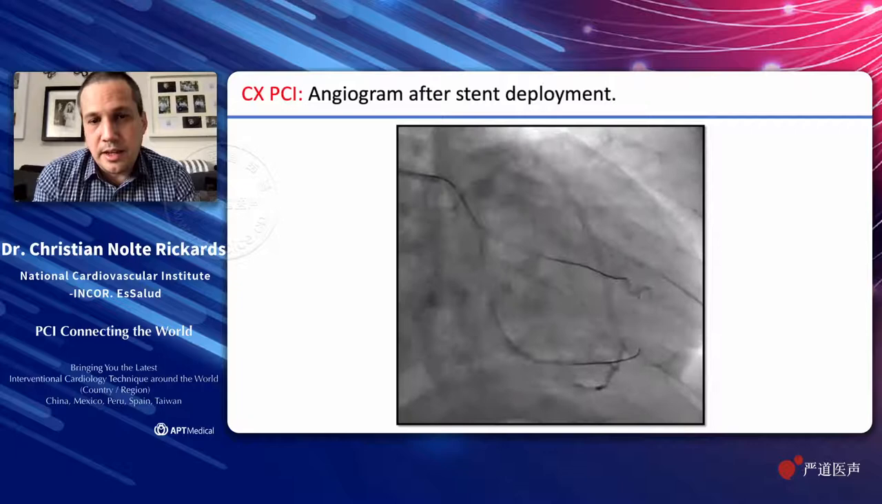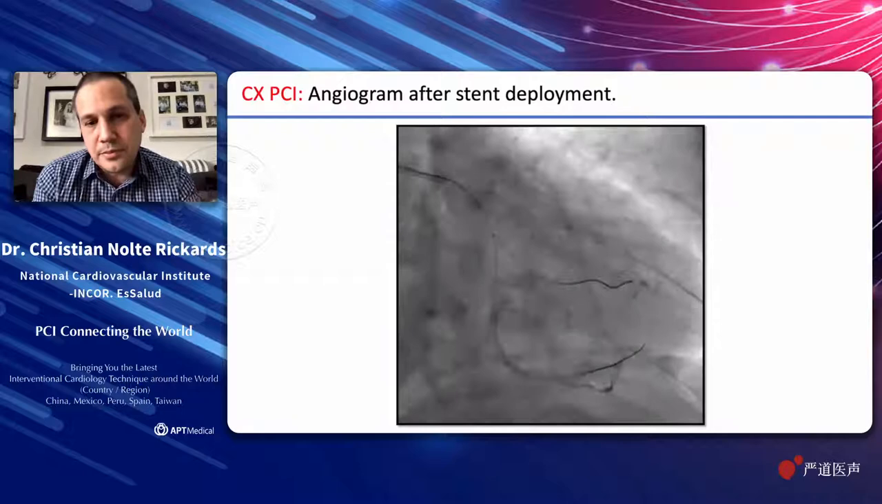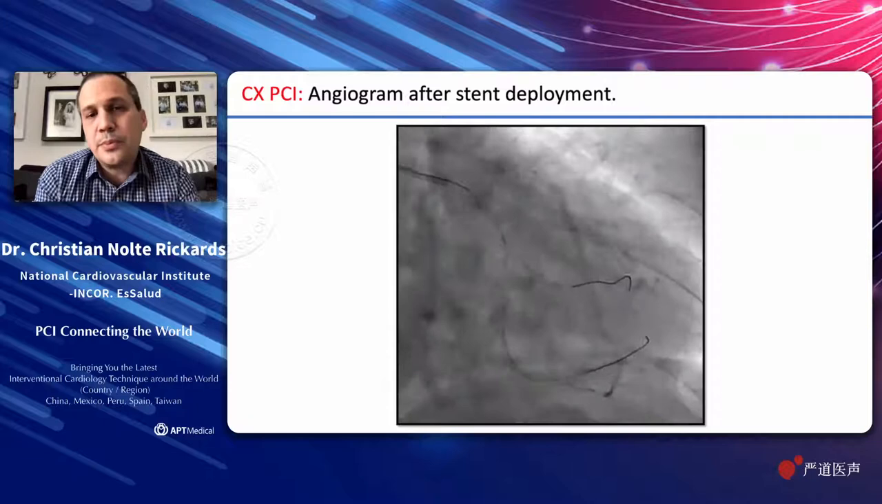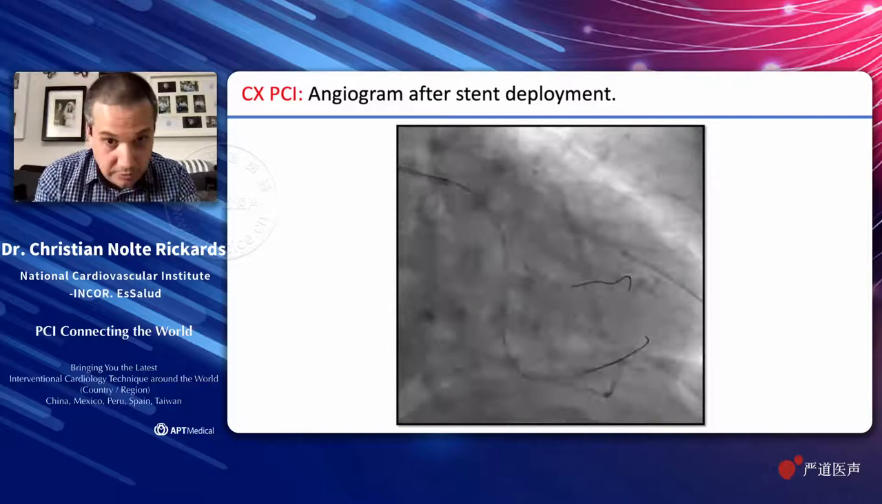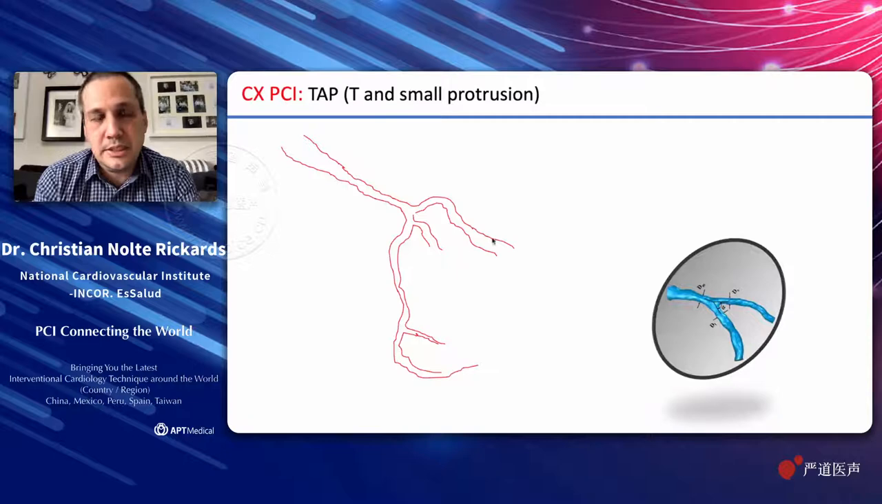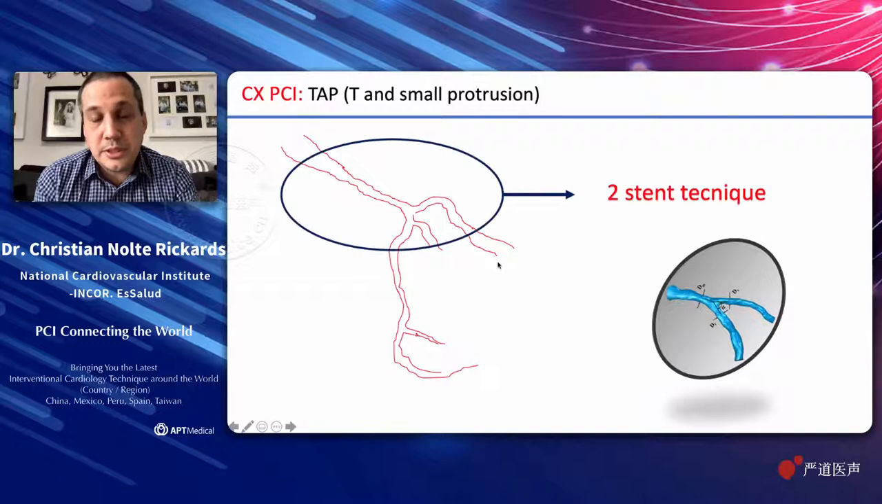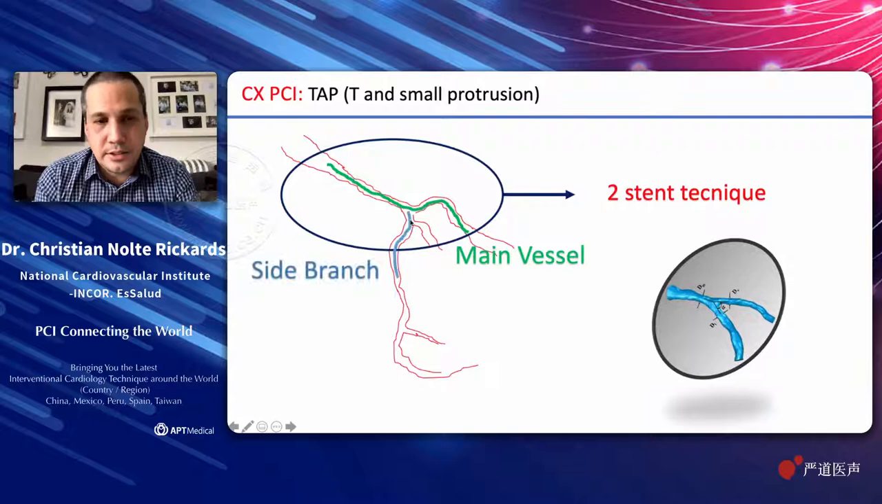So after doing this provisional stenting, then we went to the proximal angioplasty of the bifurcation. So again, what we were planning to do is the TAP, which is a T and small protrusion, considering a two-stent technique in the bifurcation and considering the proximal circumflex and the first marginal as the main vessel and the distal circumflex as the side branch because of the T that we made over there.